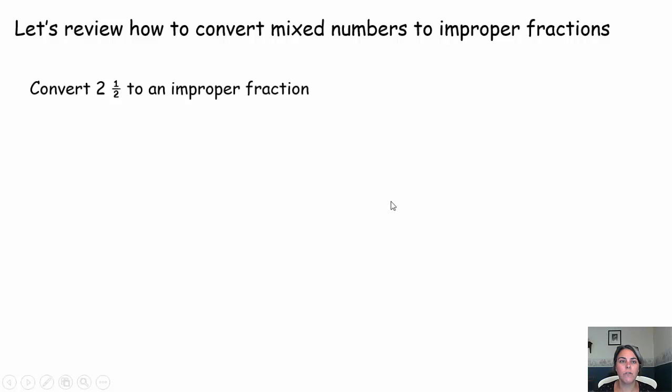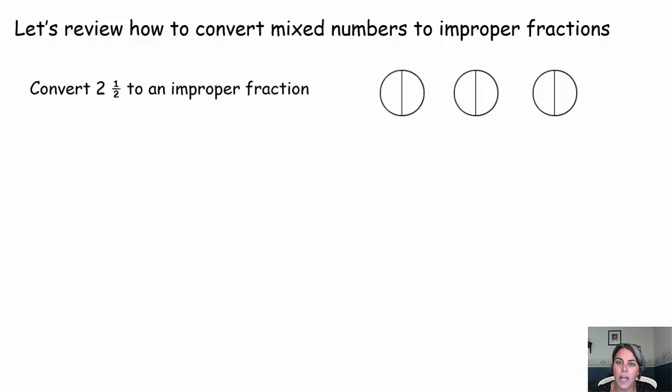Let's just do a quick review on converting mixed numbers to improper fractions. So if I have 2 and 1/2, that means I have 1, 2 and a half circles drawn. And so then I break it down. I say, how many halves do I have? In 2 and 1/2, I actually have 1, 2, 3, 4, 5 halves. So 2 and 1/2 is simply 5 halves.